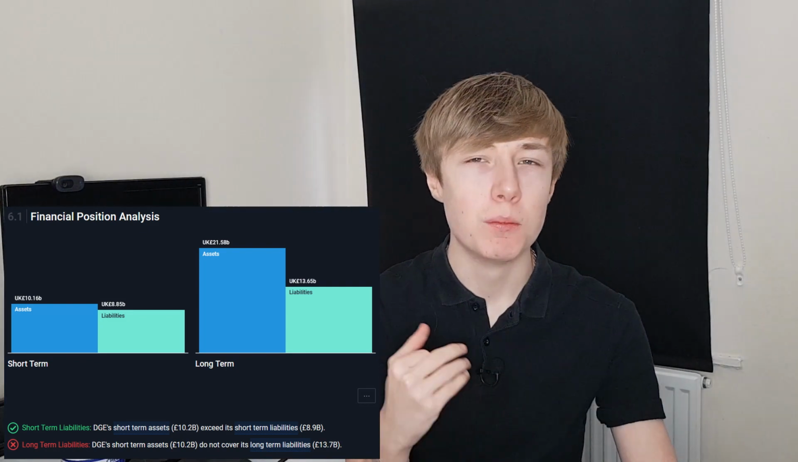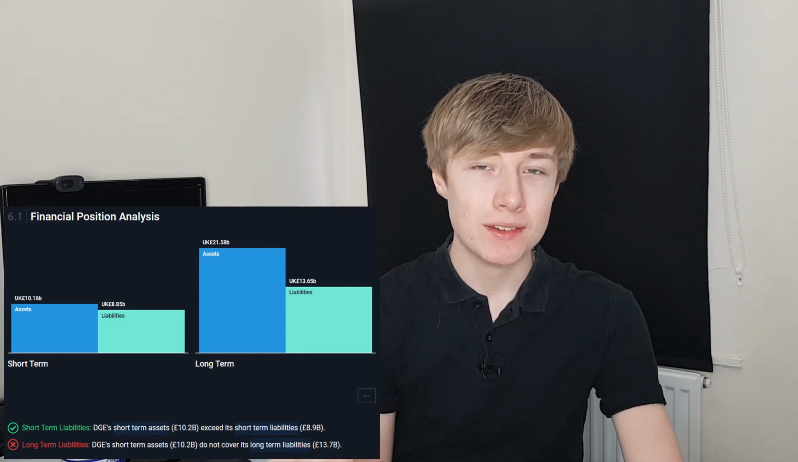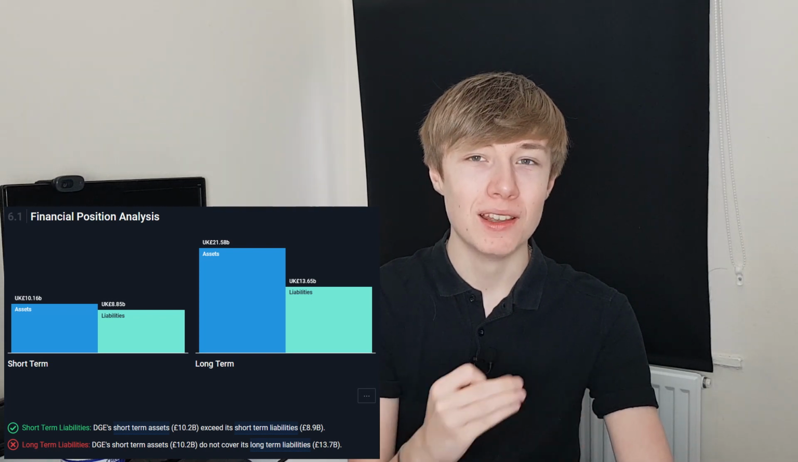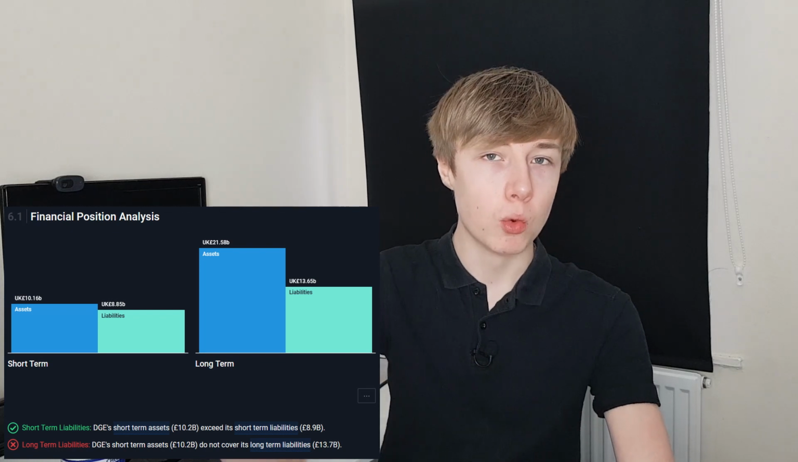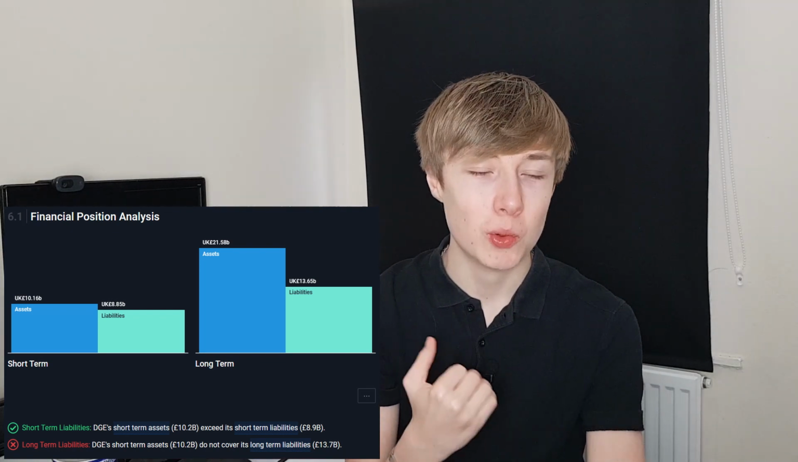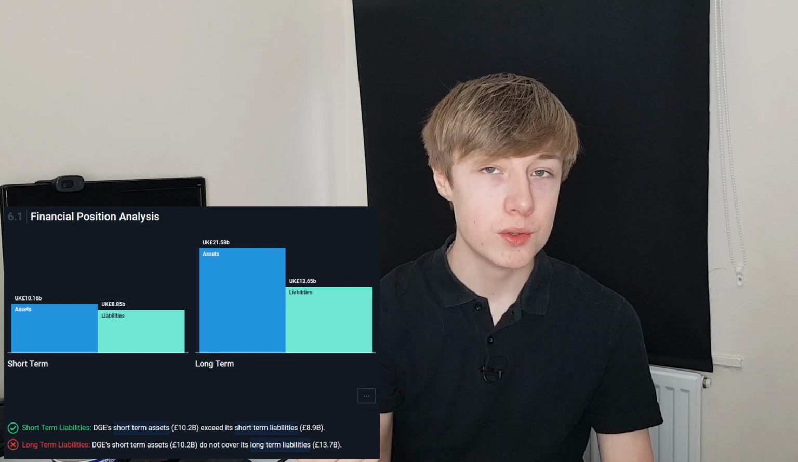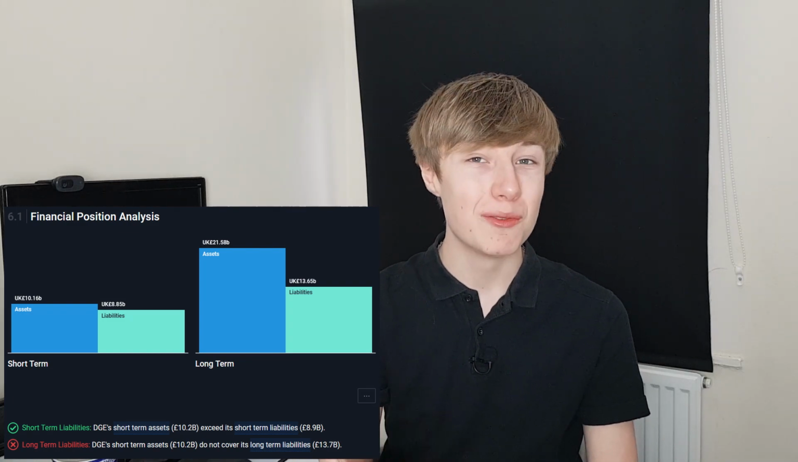So you can see that they have more long-term assets than liabilities, but you want to see more short-term assets than long-term liabilities. So this means they're able to pay it down without having to liquidate some of their more important assets. And this suggests that they will continue to be in debt for the foreseeable future, which isn't a bad thing. It just means they're leveraging money.